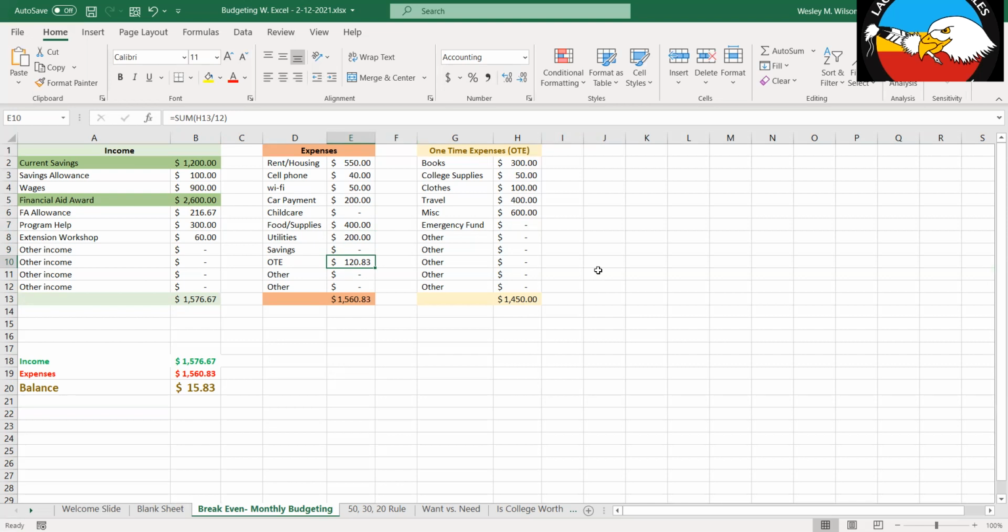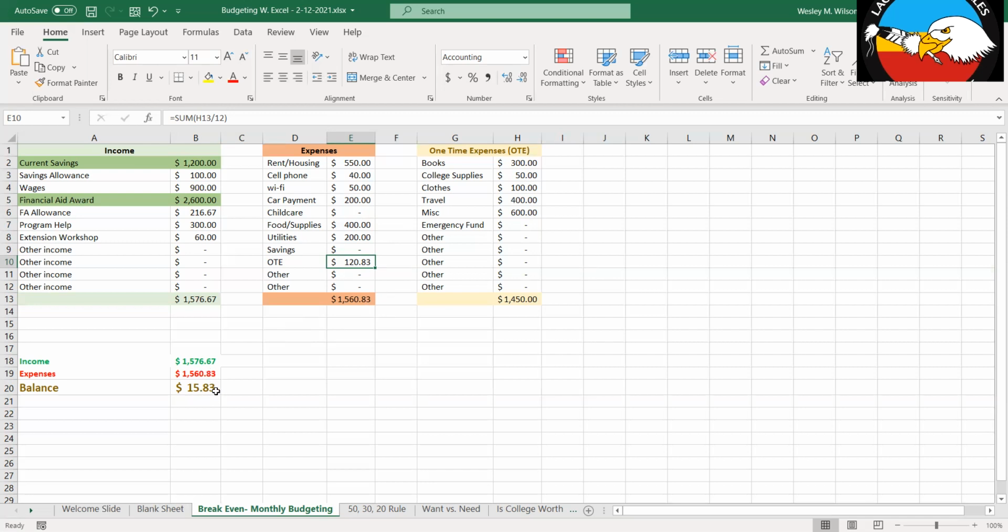a year. So books, when you're going to college, books are expensive. So you're going to put all your books as the whole expense for yearly books, maybe $300 if you're buying them used. You divide that by 12. You total all the stuff out: books, college supplies, clothing, travel, misc. Total all that out and you divide it by 12, and that's what you end up with for your OTE expense.